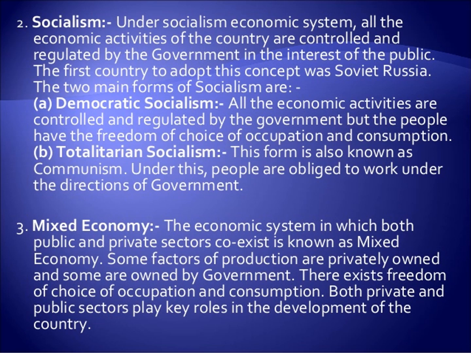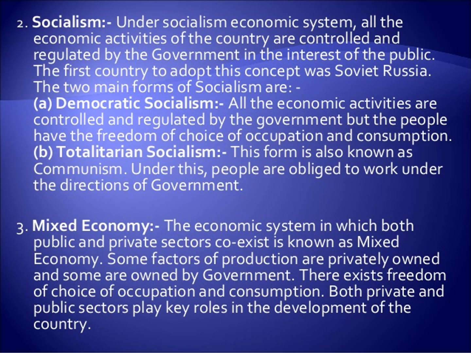The two main forms of socialism are democratic socialism, where all the economic activities are controlled and regulated by the government, but the people have the freedom of choice of occupation and consumption. And totalitarian socialism, also known as communism, under which people are obliged to work under the directions of the government.